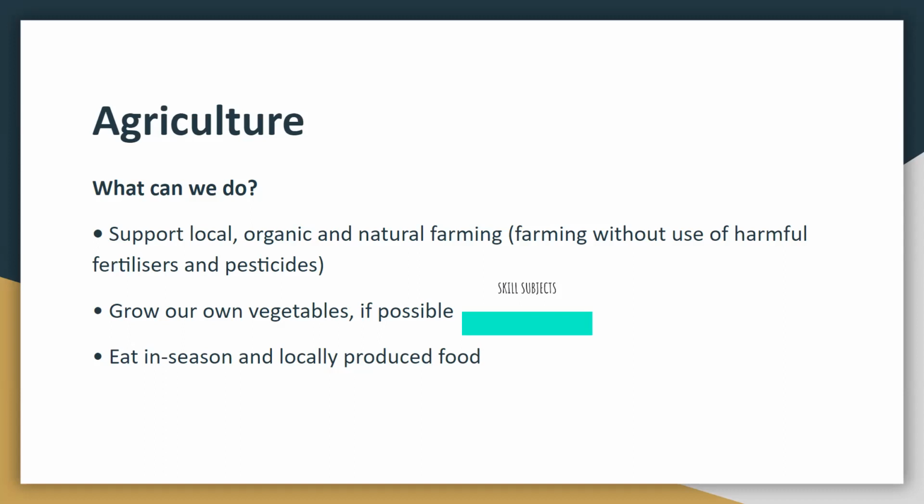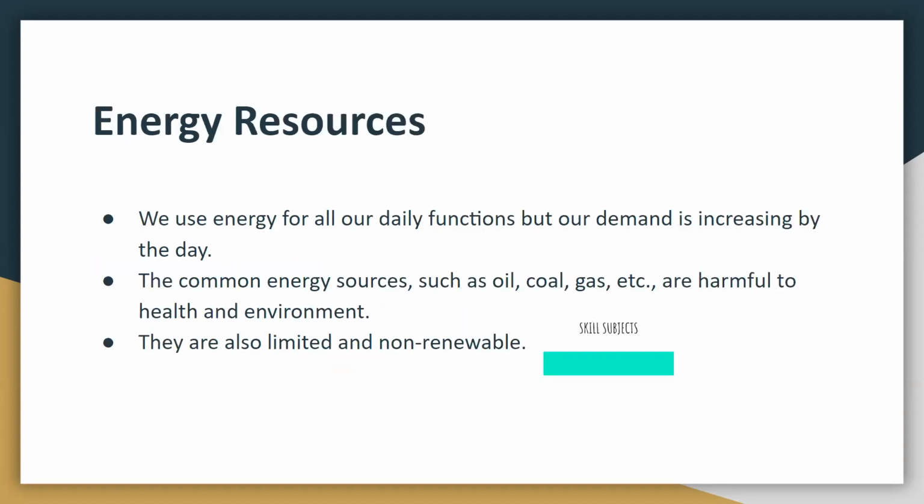Next is grow our own vegetables. If that is a possibility, we should also try and have a small kitchen garden. And third is eat in season and locally produced food. So whatever is in season, that is fresh and good for you to consume. Then having things which are not there in the season.